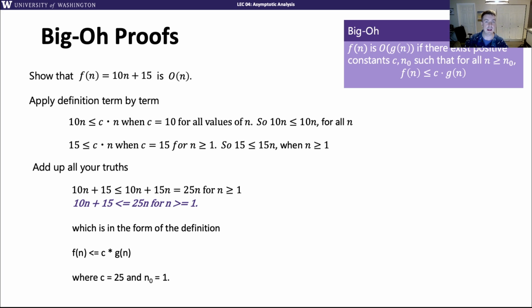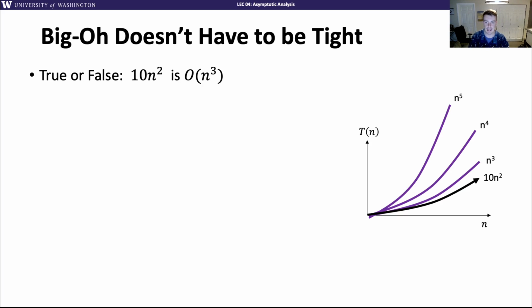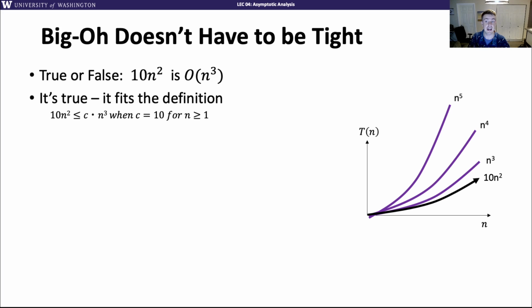All we're really doing here is upper bounding f. We're finding an upper bound for f that describes its behavior. Now, one thing that's important to highlight about big O is that it doesn't necessarily have to be tight. What do I mean by that? Let's consider, is 10n squared big O of n cubed? And you might say, well, no, because the powers don't match up. But you always go back to the big O definition. It's true, it fits the definition.